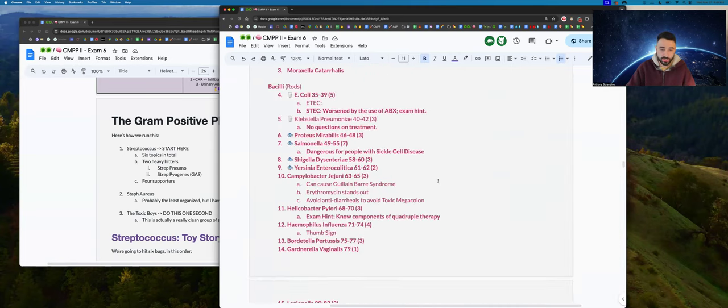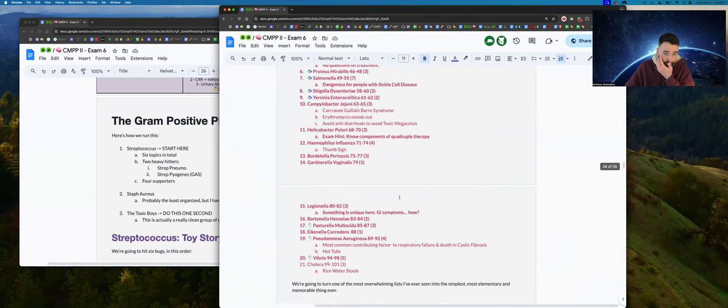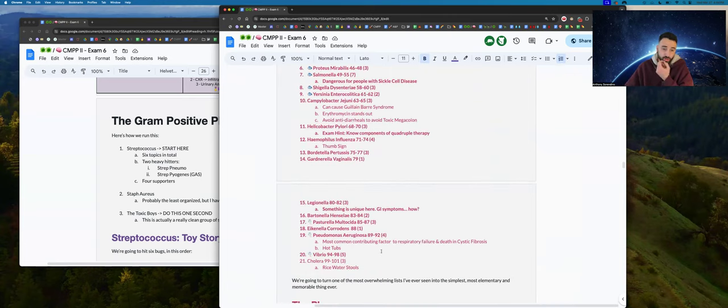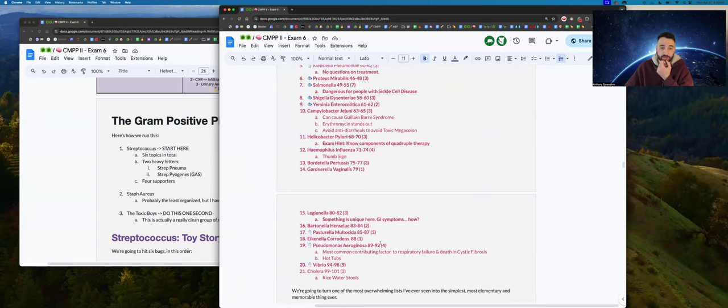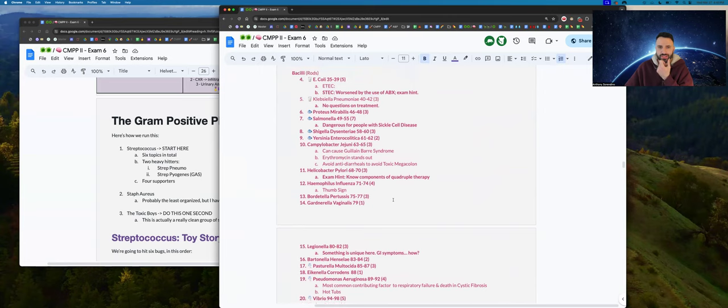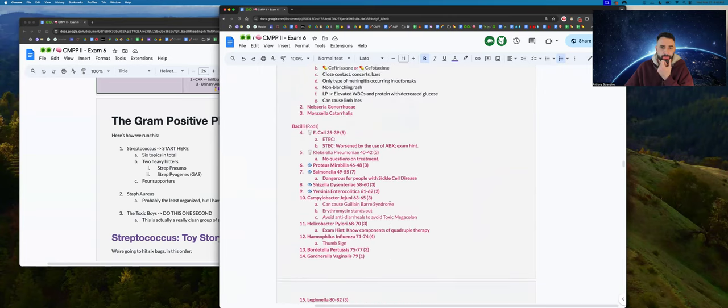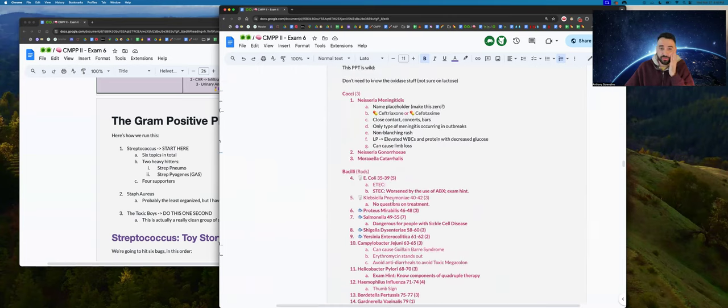But it worked. And this is the original list. I mean, these are words I've never heard of before. Eikenella corrodans and Gardnerella vaginalis and Campylobacter jejuni. There's a lot of just crazy things in here, but this worked. It was really, really effective.